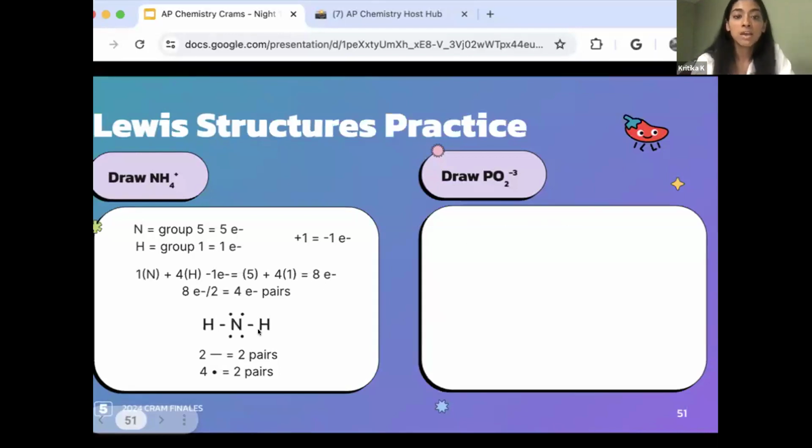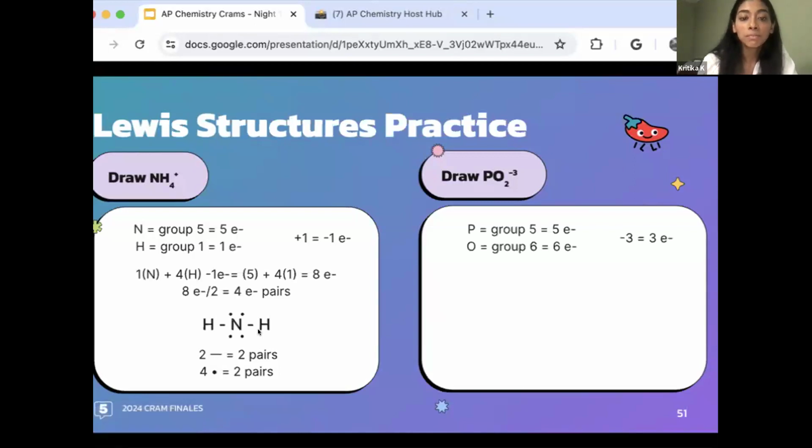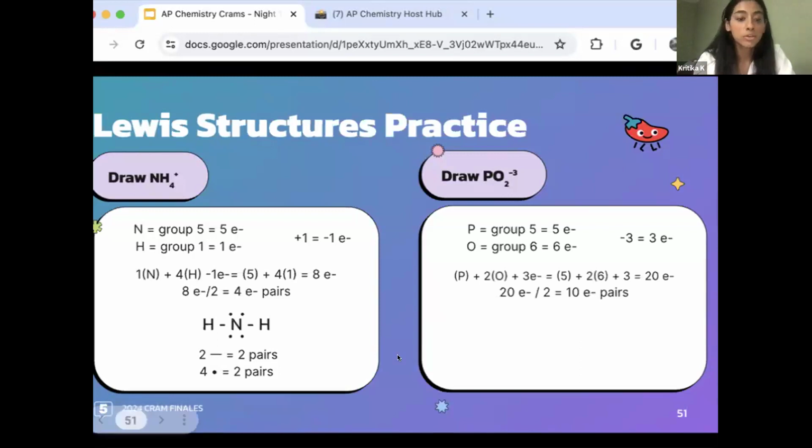Next, we have our next molecule, and from the P, we're going to have 5 valence electrons, and from the O, we're going to have 6 twice, because we have 2 atoms of oxygen, and we're just going to do the same thing. I'm just going to go over it really quick because we've already done this twice.